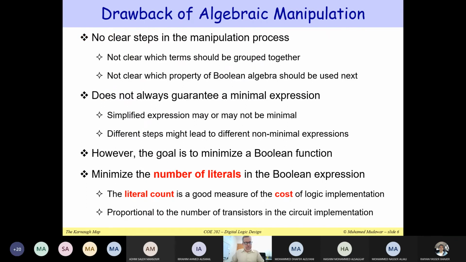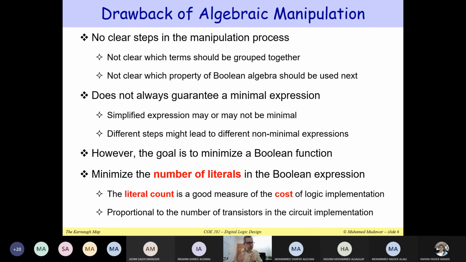Now, the drawback of algebraic manipulation is that there are no clear steps in the manipulation process. So therefore, there is no algorithm that can tell me which terms should be grouped together. And you have choices. You could have done it differently. So it does not always guarantee that you will get a minimal expression at the end. And if you have combined the terms differently, you might not really get the same result. You might not get a minimal expression.